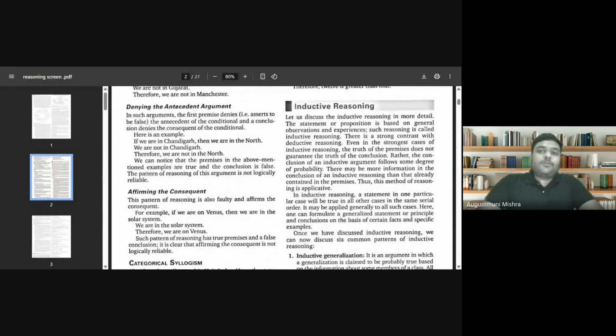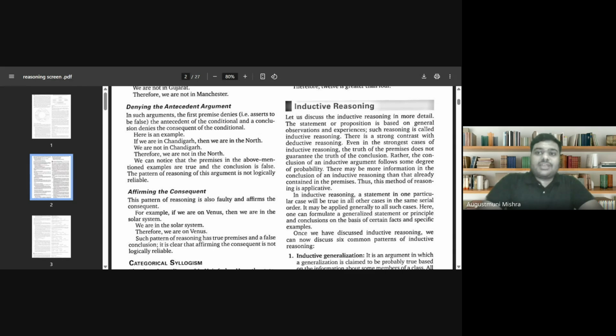Okay, now we'll move to the inductive reasoning, which we have discussed. The statement or proposition is based on general observation and experience. Such reasoning is called inductive reasoning. There is a strong contrast with deductive reasoning. They are just opposite. You can understand the difference because inductive starts with the observation.